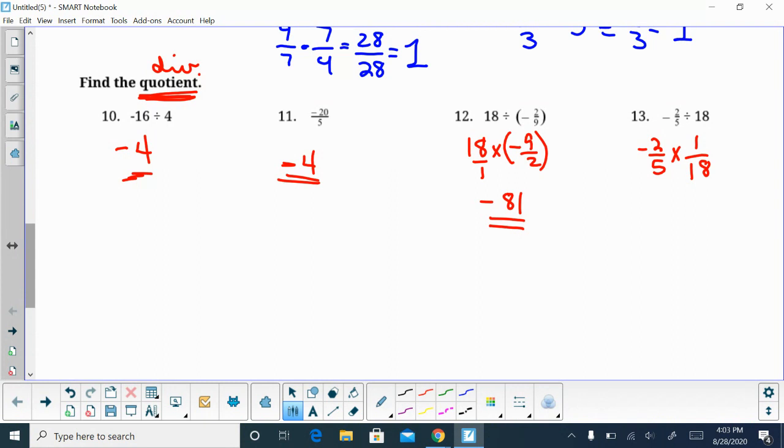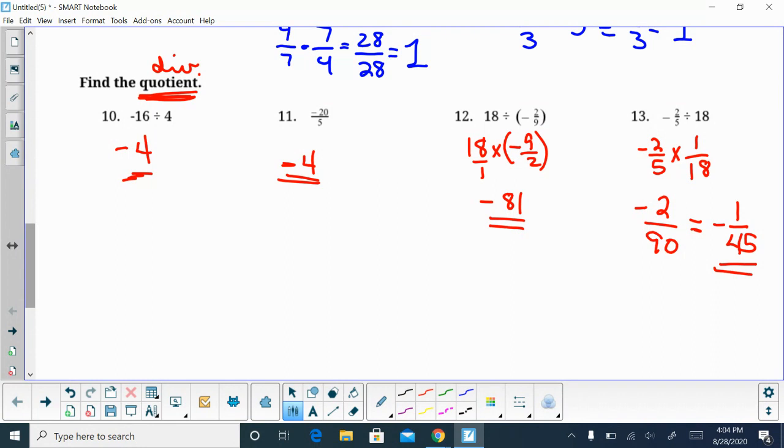Multiplying fractions goes straight across. Negative 2 times 1 is a negative 2. And 5 times 18 is 90. Notice I have a negative. Overall answer is negative. I have to simplify. These are both even numbers, so they can both be divided out by a 2. Negative 2 divided by 2 is negative 1. And 90 divided by 2 is 45. And that's my final answer.